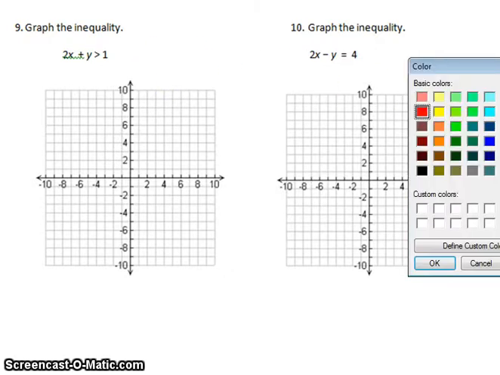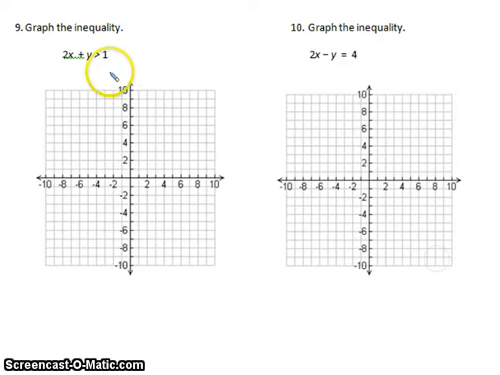To do this, we are going to subtract 2x from both sides. The positive 2x minus 2x cancels, and it leaves me with y is greater than. This is where some of us differ. Some of you may write 1 minus 2x. I'm going to write negative 2x plus 1.